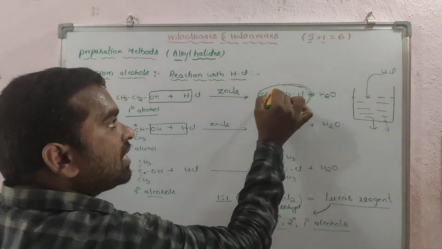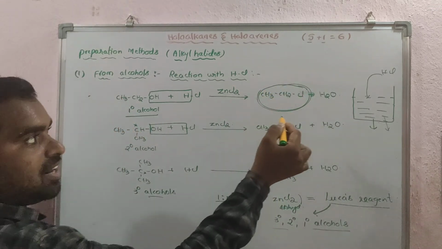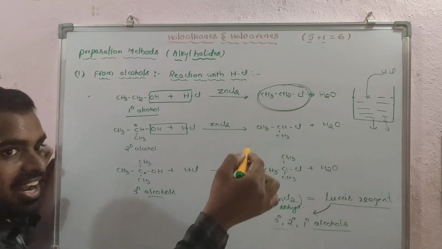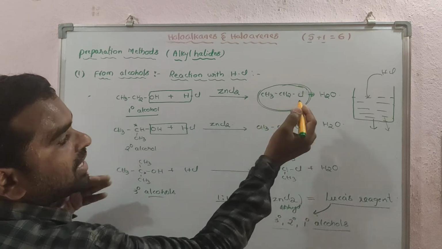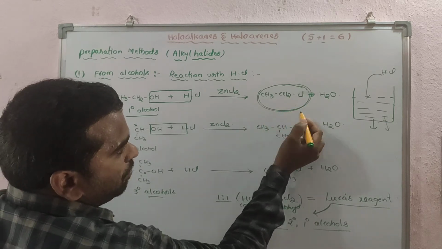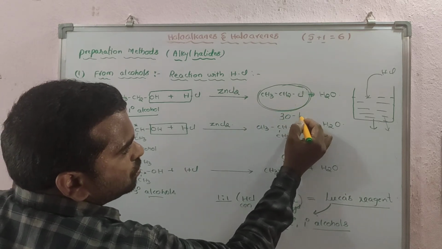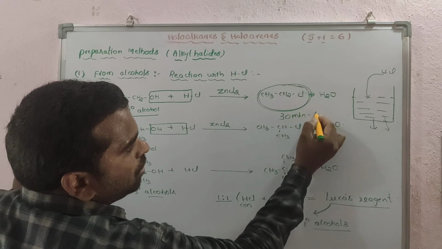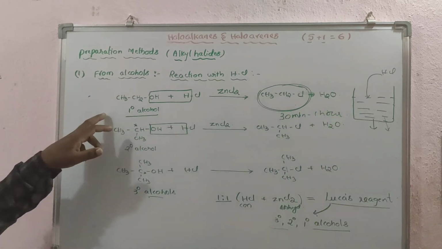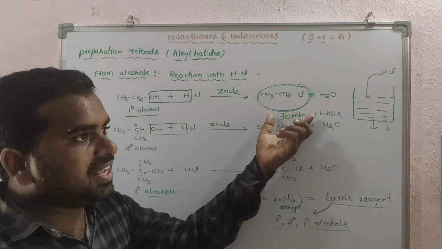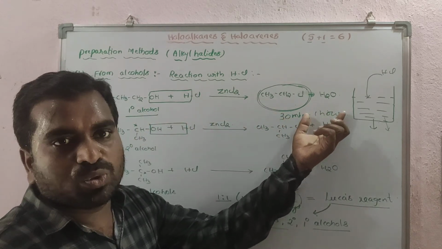So this turbidity means the formation of the alkyl halide, and formation of this alkyl halide takes much time. With primary alcohols, you will get the turbidity within 30 minutes to 1 hour.